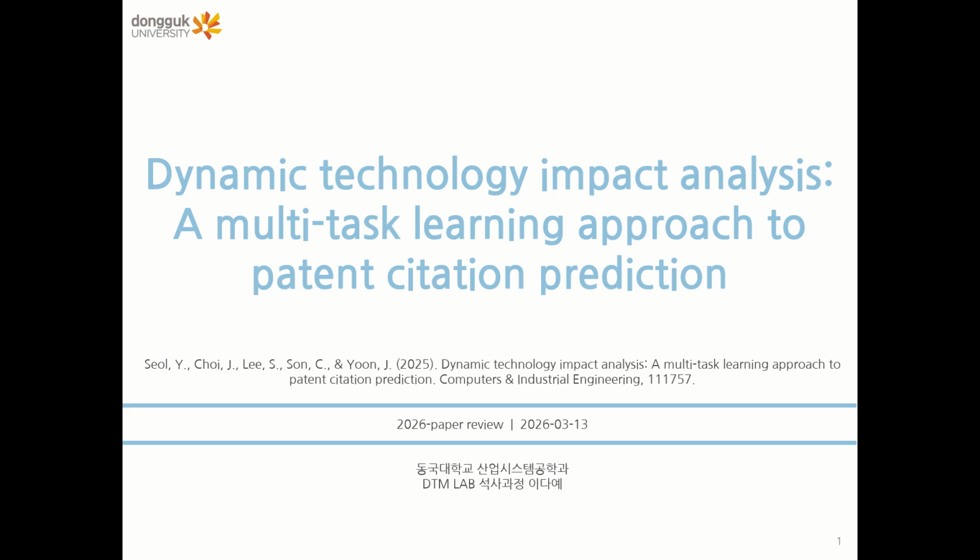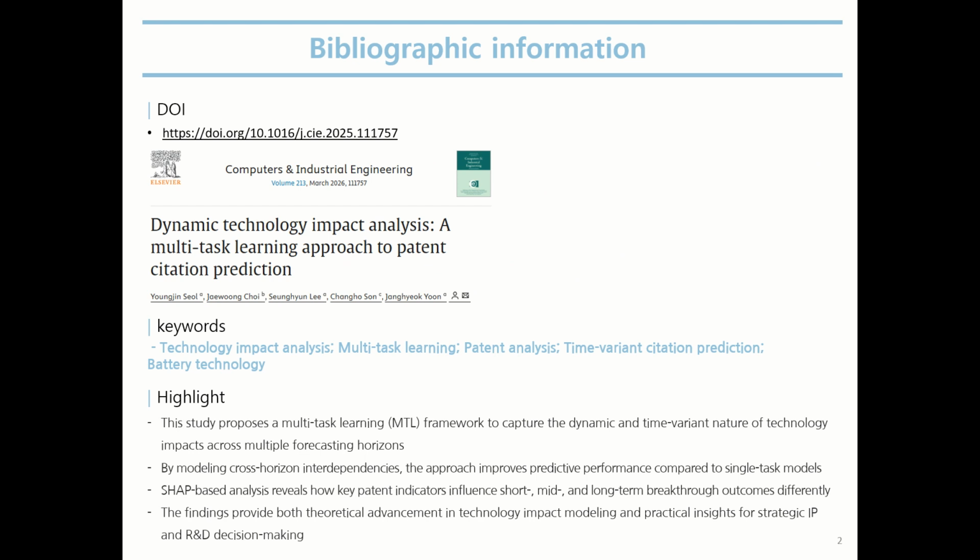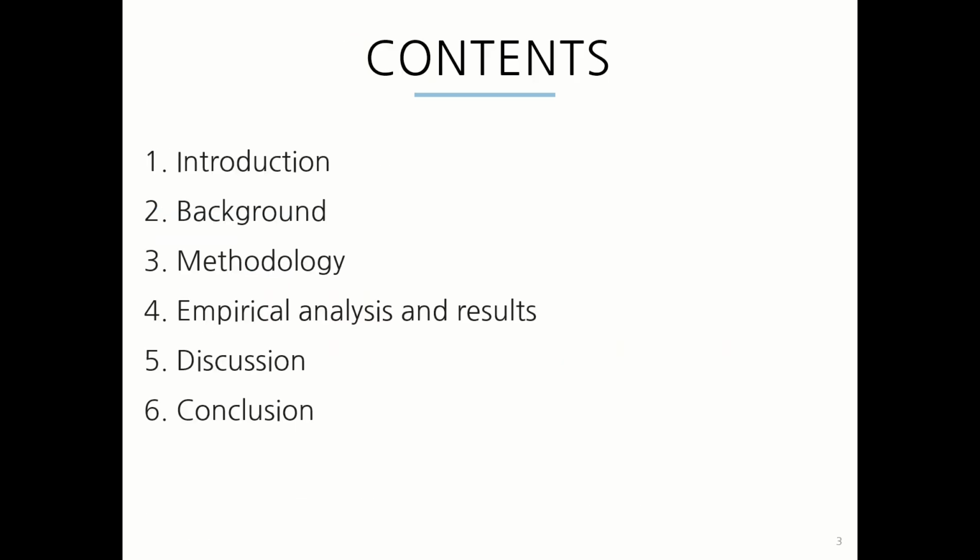The paper I'm going to review today is Dynamic Technology Impact Analysis. First, the bibliographic information of the paper. The paper was published in the journal CIE in 2026, and the keywords and highlights of the paper are as follows. The table of contents for the presentation is as follows.